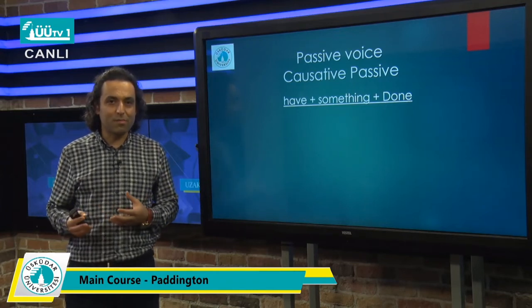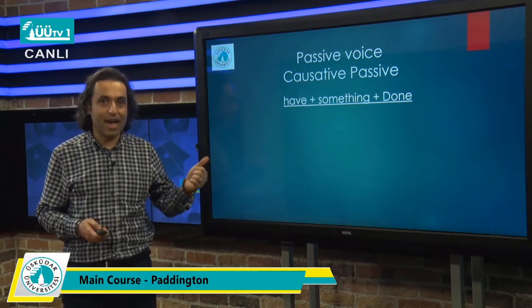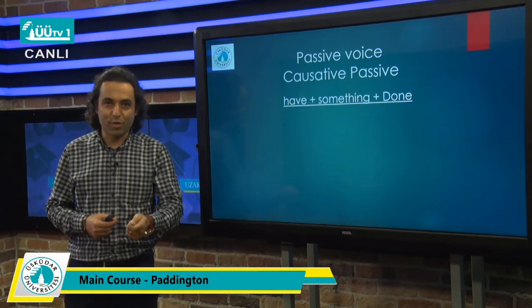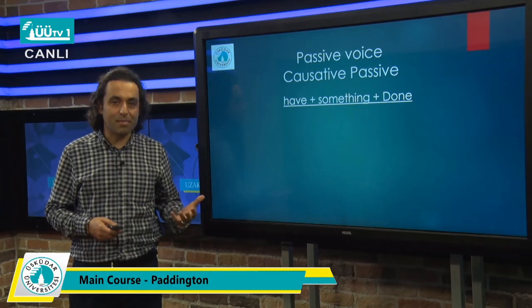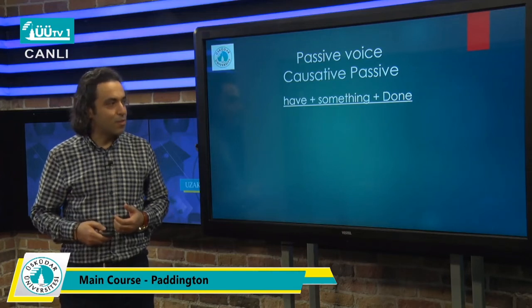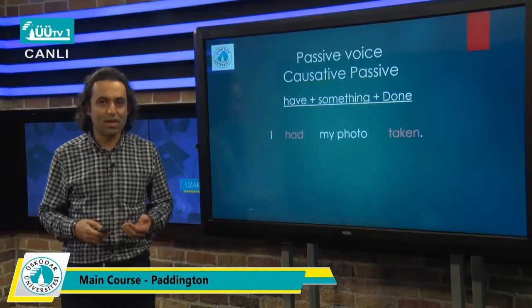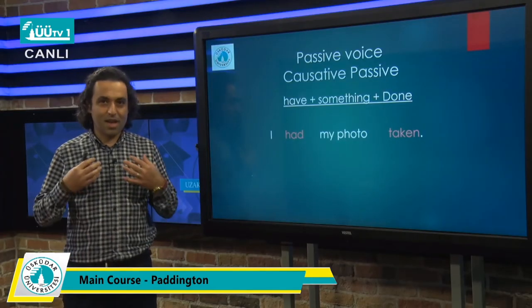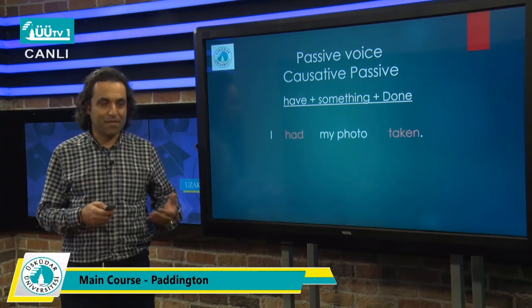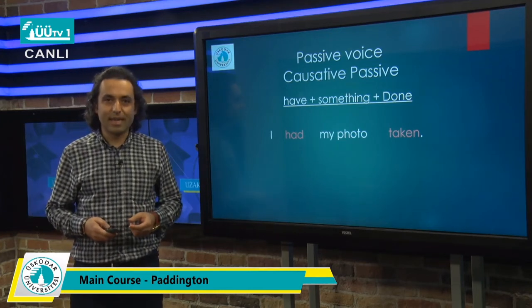When did I travel to Paris? 2 years ago. So have changes to had. Then I had. What is the something that I'm showing you? My photo. And what is the third form of the verb for taking photo? Take, took, taken. Then it will be I had my photo taken. You might think that I over there is the subject. Not at all. That's the cause of the action, because I am the cause of that thing to happen. If I didn't ask the guy, there wouldn't be any photo. So I had my photo taken.